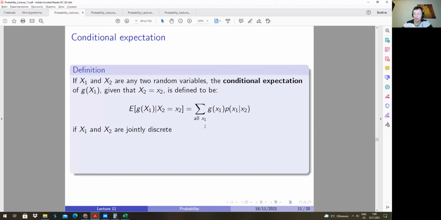So as usual, when we calculate the expectation of some function, we take this function multiplied by the respective probability mass function, and now we have the conditional probability mass function of x1 given the value of x2. If these two variables are discrete, as you may guess. If these two variables are continuous, then we substitute the summation with the integral and put here dx. So this is called the conditional expectation.